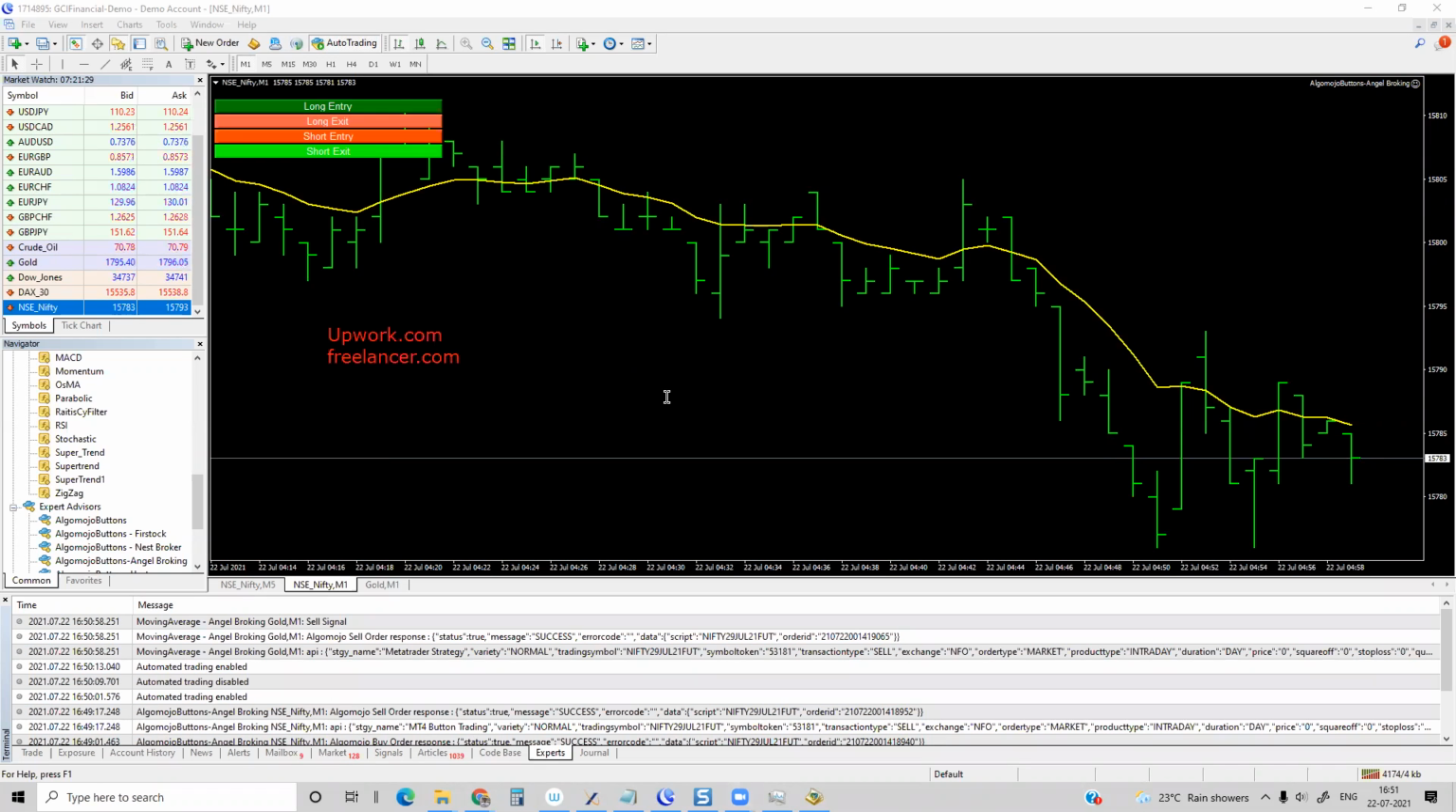All right, so what is the overall cost if I want to automate? What are the costs involved? Let me list down the costs associated with MT4 applications, if you are opening a trading account under Algomojo. The costs involved in automation.